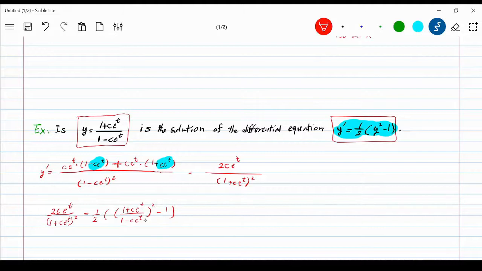Okay. So here, let's keep the left side as it is: 2c e to the t divided by (1 plus c e to the t) squared. And on the right side, you would have 1/2. If you square inside the parentheses the numerator, I'm going to keep the denominator just because I see exactly the same thing on the other side. So what do you have?